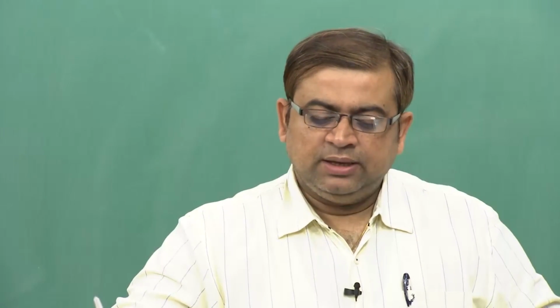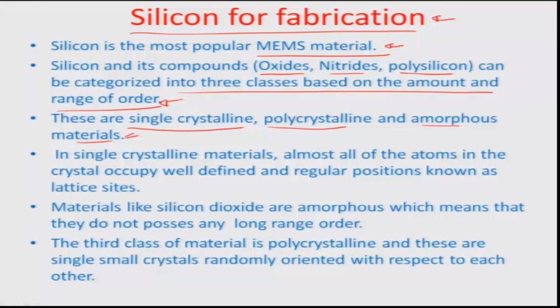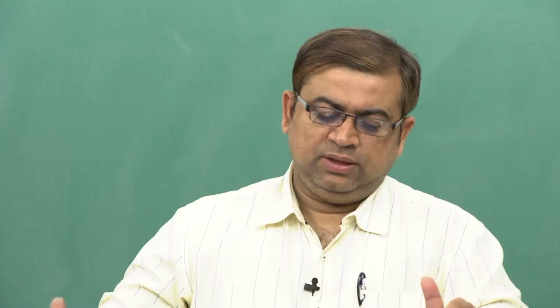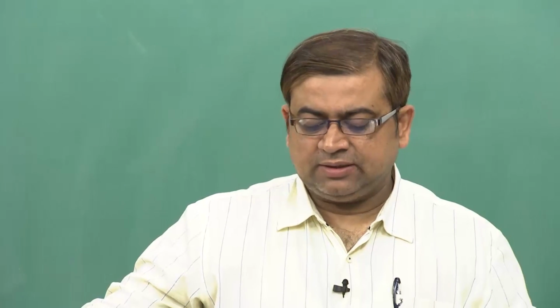Silicon and its compounds, for example oxides, nitrides, and polysilicon, can be categorized into 3 classes based on the range of order. These can be single crystalline, polycrystalline and amorphous materials. I think I had illustrated all this when we talked about the basic properties of engineering materials in module 1, in part 1 of the manufacturing process technology.